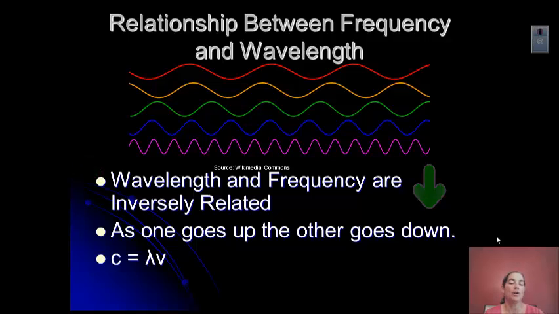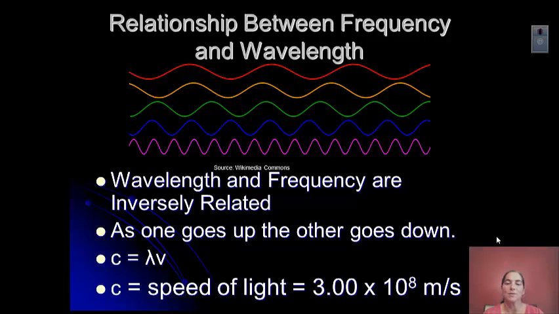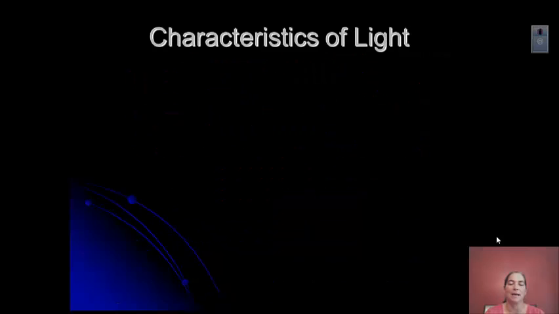And we have an equation for the relationship between frequency and wavelength. It's c equals lambda nu. So c equals wavelength times frequency. And c is actually the speed of light, which is a constant. That means it never changes. Light always travels at that speed, 3.00 times 10 to the 8th meters per second.